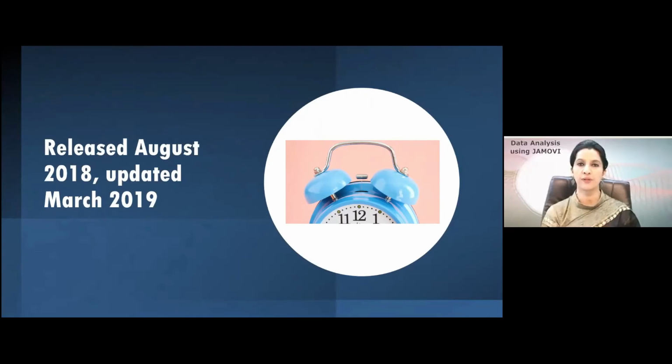So this Jamovi is a free software, and it is a very user-friendly software. So you will see this is the midway between SPSS and R. It was released very recently in August 2018, and it was updated in March 2019.